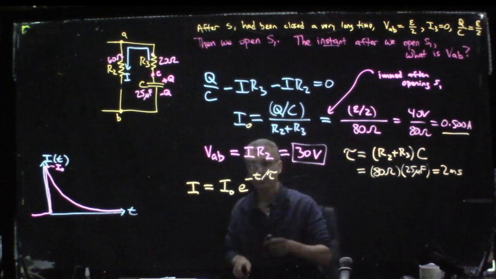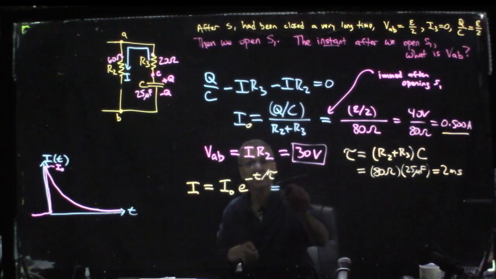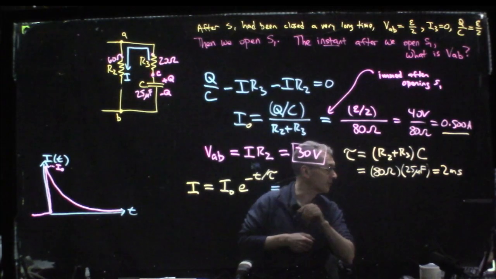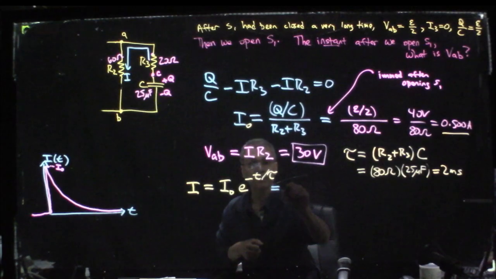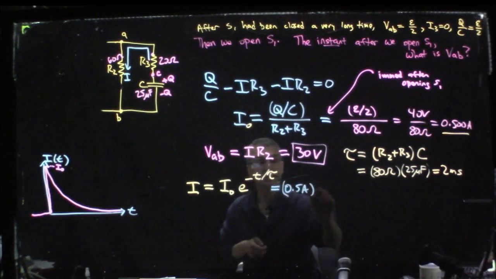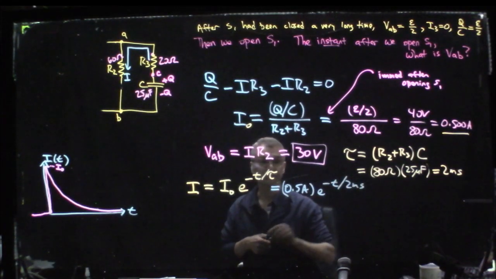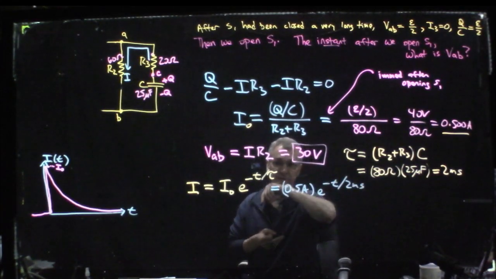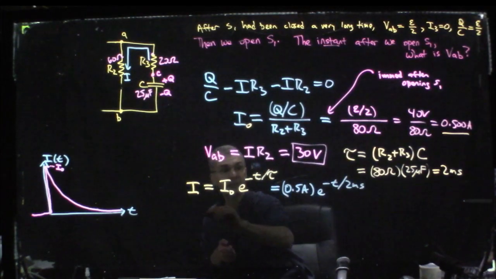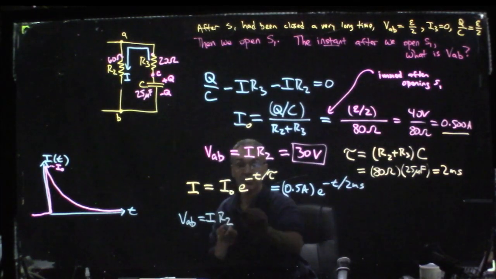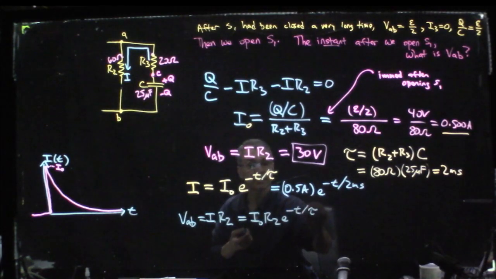So now we want to know when. Okay, so let's figure out what that time is. So this is a half amp times e to the minus t over 2 milliseconds. Sorry, this is I. Okay. So then VAB, maybe I shouldn't have written in numbers yet. Okay. So VAB is I R2. So then that's I0 R2 e to the minus t over time constant.